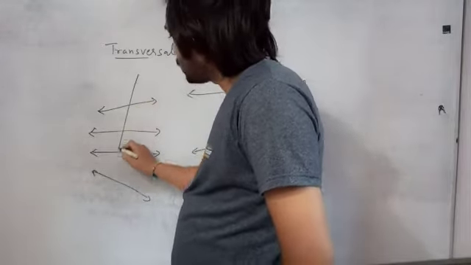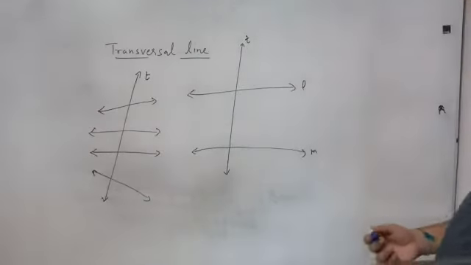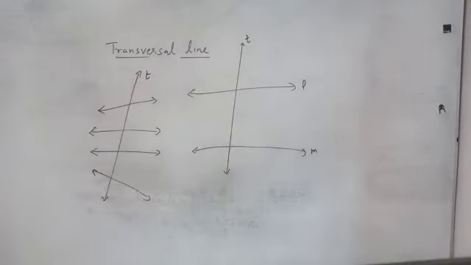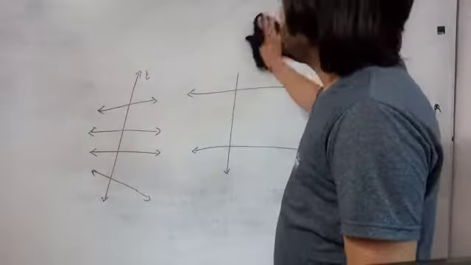If one line is cutting all these lines, then this line is known as the transversal line. So what is a transversal line? A line which cuts more than one line, or which intersects more than one line, that line is known as the transversal line. So you can write a definition: a transversal line is a line which cuts more than one line. That also you have to write in your copy, and this figure also you have to draw, so you can easily understand what a transversal line is.